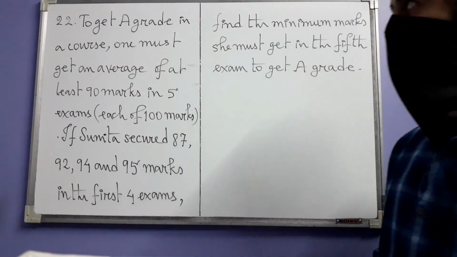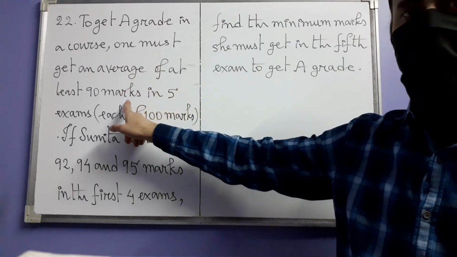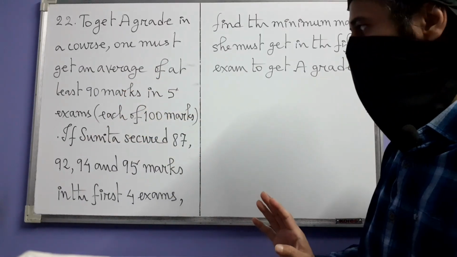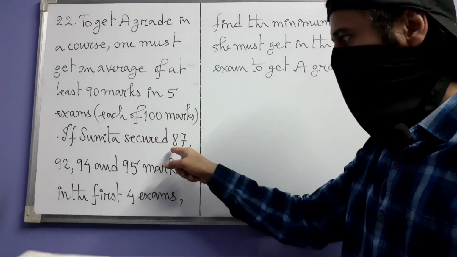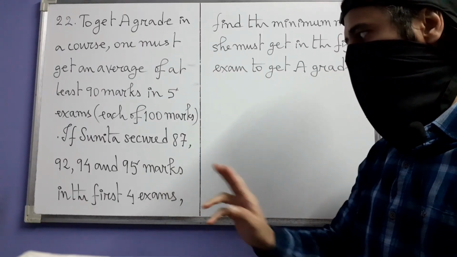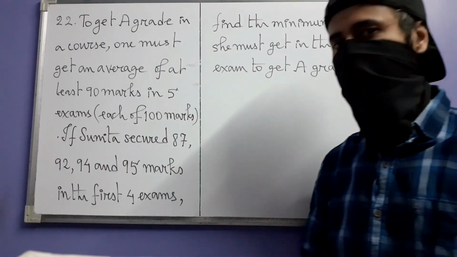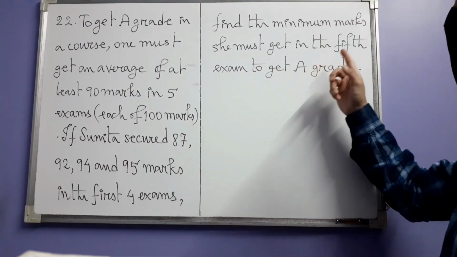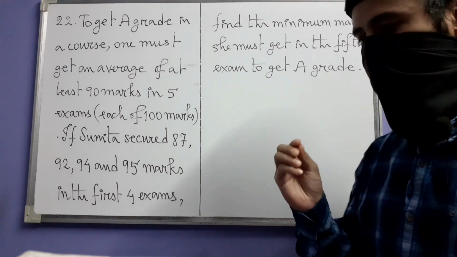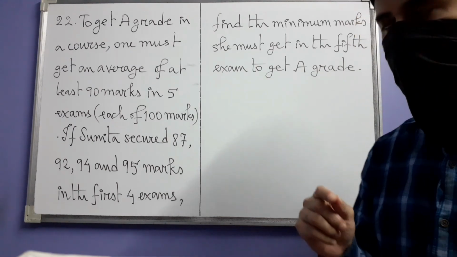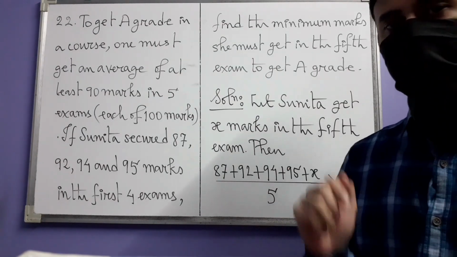Next, number 22. To get A grade in a course, one must get an average of at least 90 marks in 5 examinations, each of which has 100 marks. If Sunita secured these marks in the first 4 exams, which are respectively 87, 92, 94 and 95, then what should her mark in the 5th one be so that she can get A grade? At least, there should be a minimum mark that she should get in the 5th exam so that she can secure A grade. So the solution is similar to the previous one.